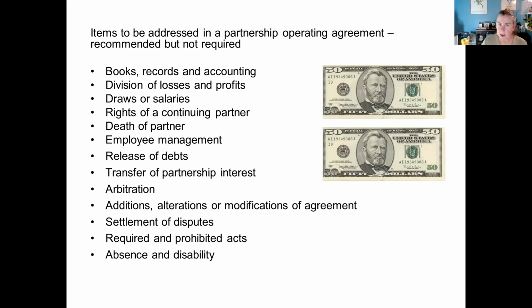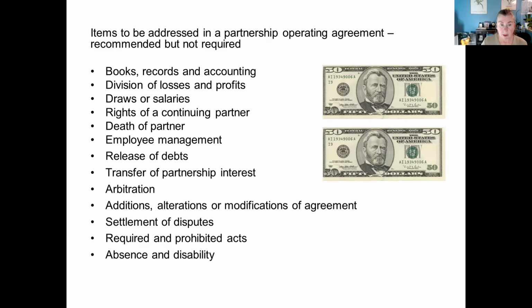You also need to look at record keeping, division of losses and profits, draws or salaries. So a salary is easy to understand, but instead of getting a salary, you could get a draw, and that is you take money out of the business. The rights of a continuing partner. So if a partner leaves and the others are continuing, what rights does that person have?